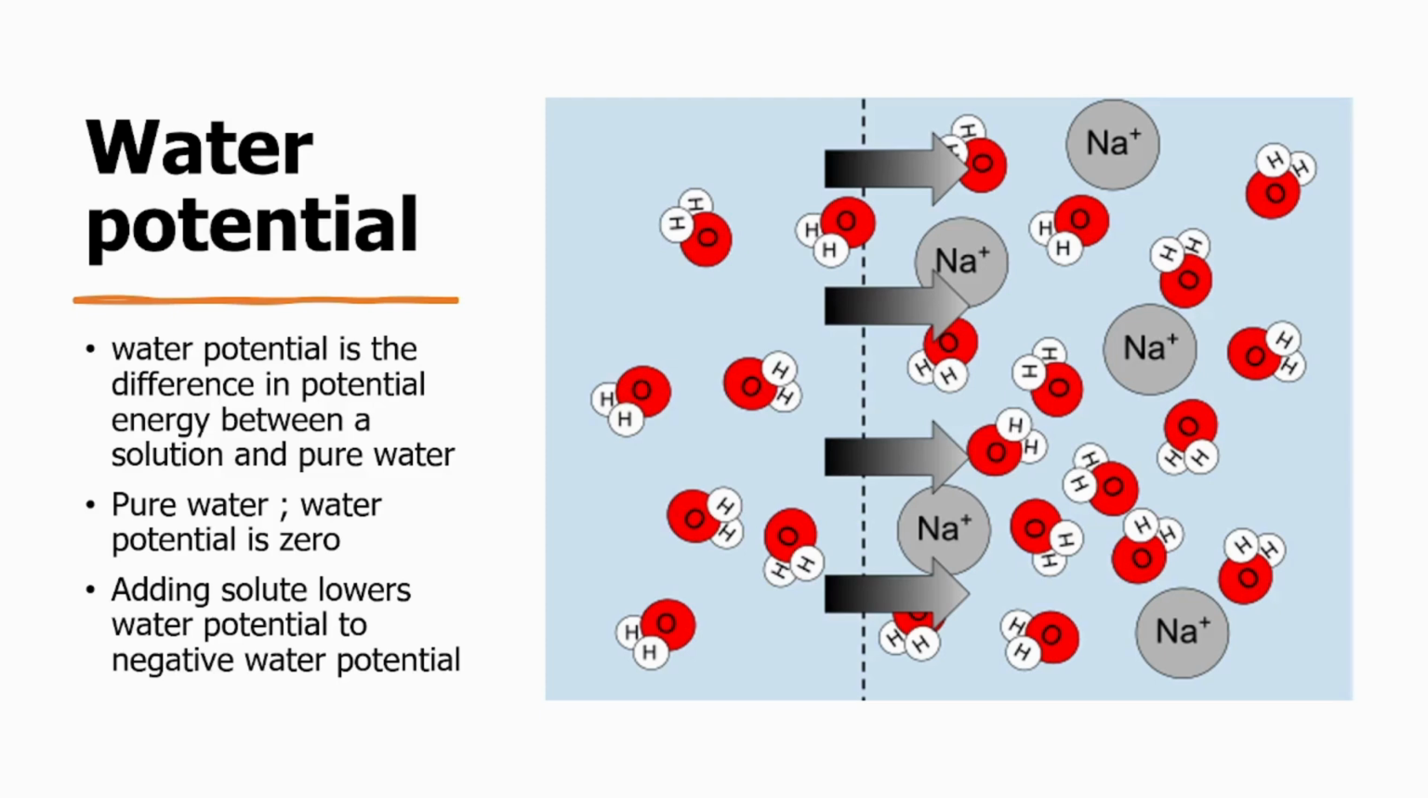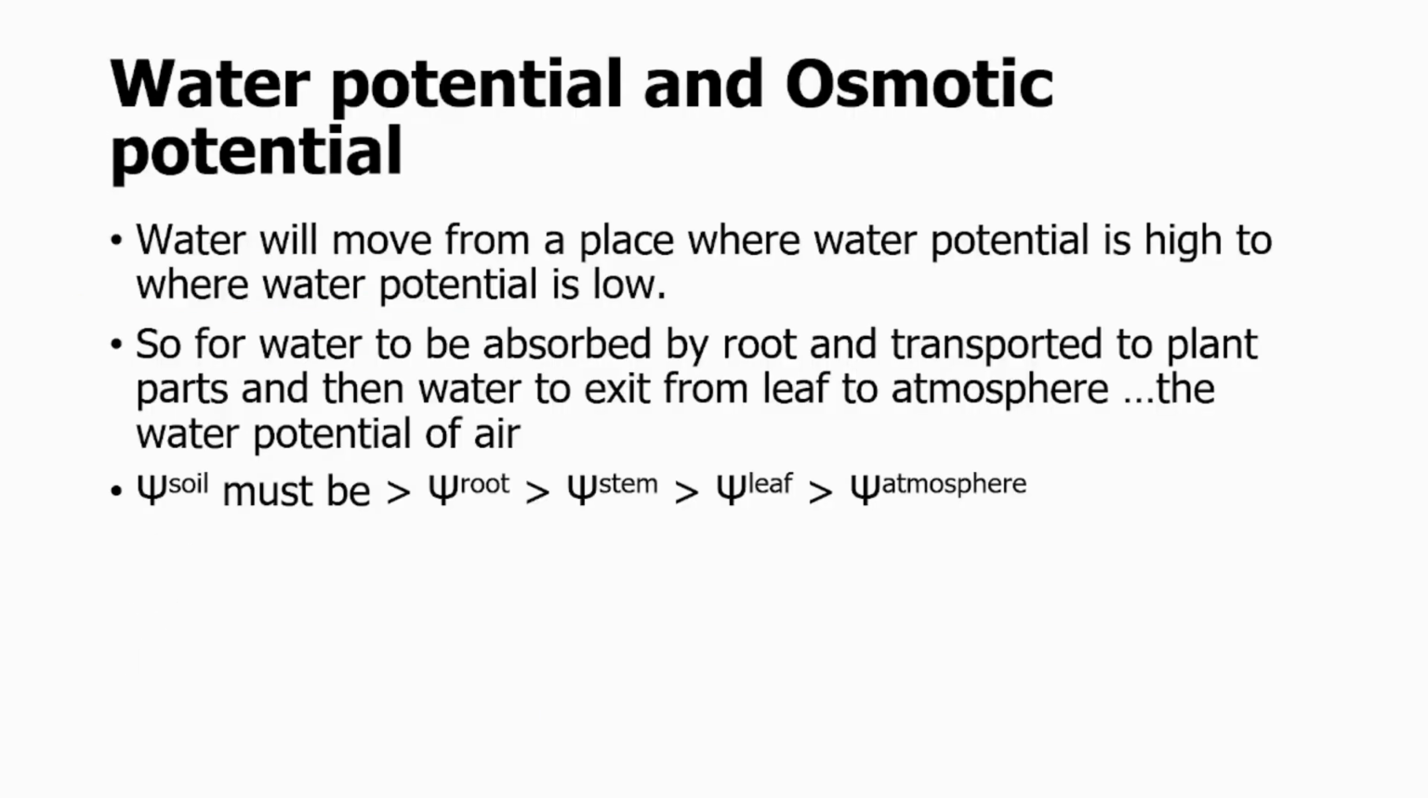Now, the moment we start adding some solute to it, the water potential becomes lesser, and we call that osmotic potential. We don't have to know all these terminologies so much. We just need to know from where to where water will start moving. Water will move from a place where water potential is high, in our case 0 is the high point, that of pure water, to where water potential is negative or lower than 0. That's the only thing that you need to keep in mind.